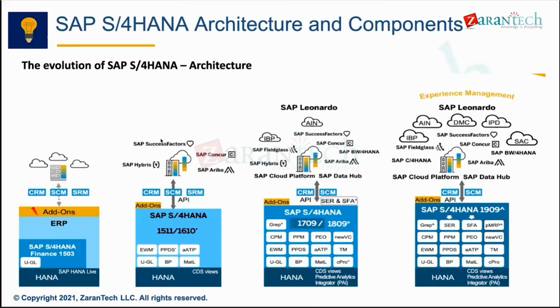Hybris, Ariba, Concur, they have acquired these things in 2015 itself. They have integrated, and then 1709, 1809, they have introduced SAP Cloud Platform. You would have heard it. So SAP Data Hub, Ariba, these are all again. So the intention of telling is they have SAP Leonardo, they have started introducing lots and lots of new features as and when this SAP S4HANA product comes with all the latest versions.